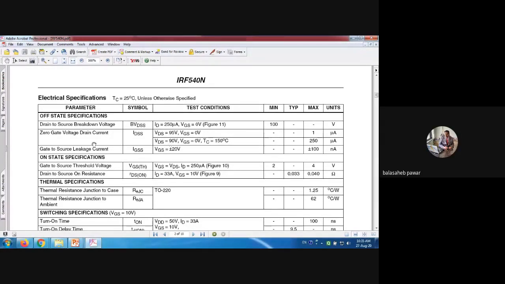See, this first specification is given as drain to source breakdown voltage. Breakdown voltage means what? For the test conditions, we take VGS equal to 0. Don't apply any gate voltage, but there is some positive drain voltage. Expected is what? There should be ID equal to 0. That means the transistor should not get turned on. Do you agree with this? Whenever VGS is equal to 0.